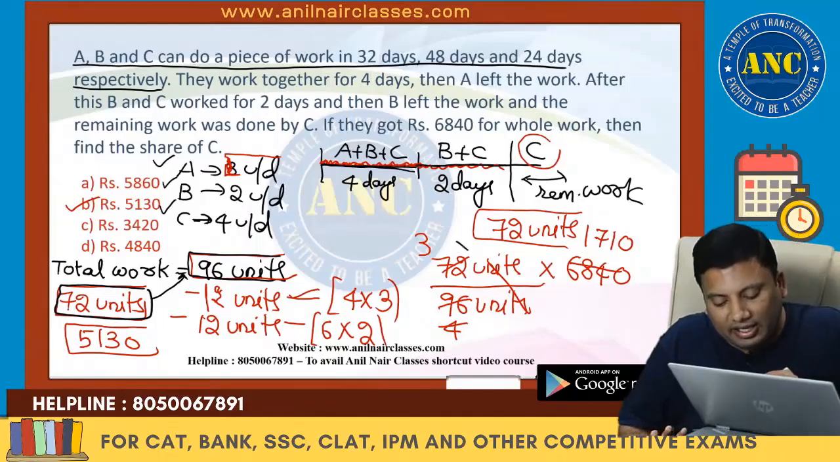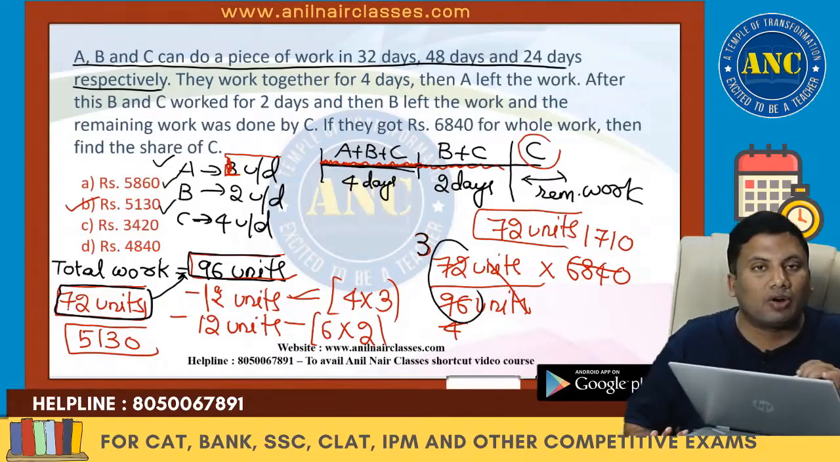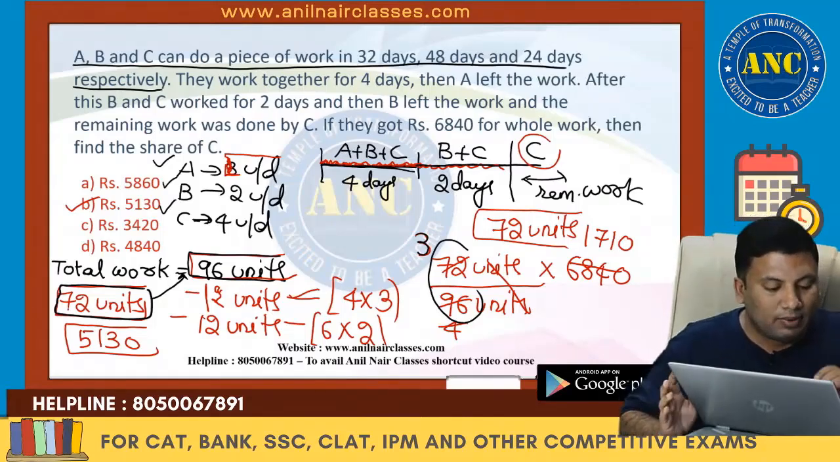96 units. 72 by 96. 24 3s are, 24 4s are. So 3 and 4 are co-prime. Answer should be divisible by 3.